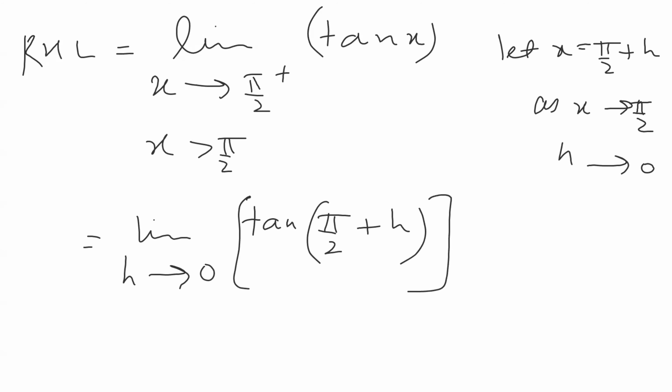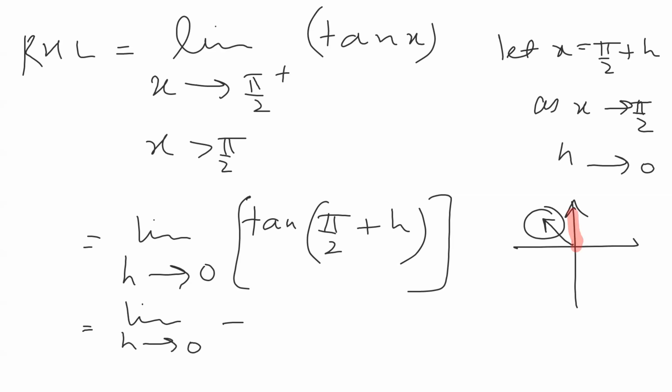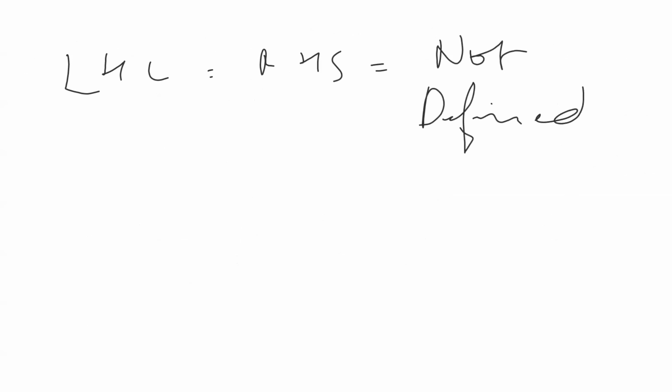Now pi by 2 is over here, plus is in the anti-clockwise direction. So in this quadrant, tan is negative. And on the y-axis, tan changes to cot, so it is minus cot h, which is minus cot 0. Cot 0 we know it is not defined from the previous part. So it is negative infinity. So basically you see LHL and RHL both are not defined. Therefore the limit does not exist.